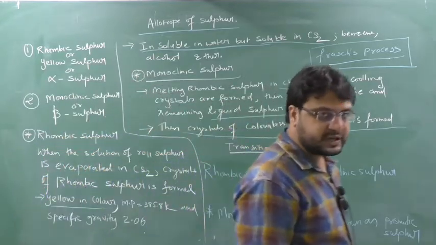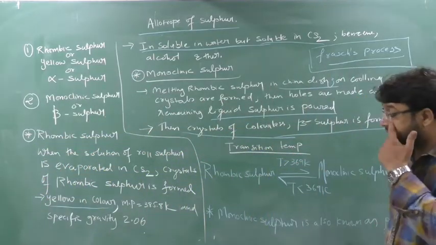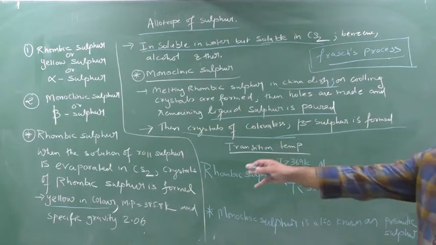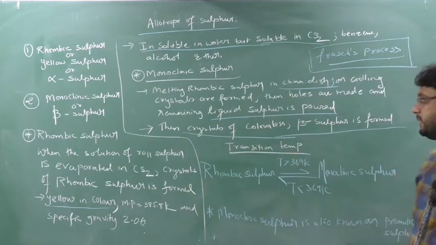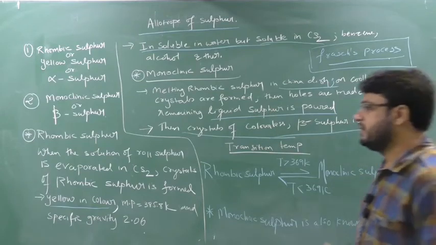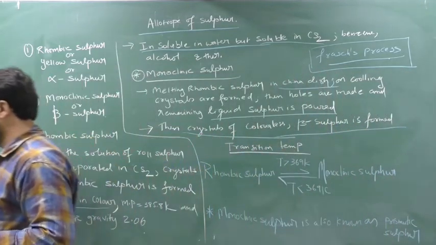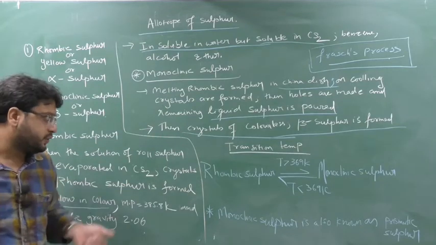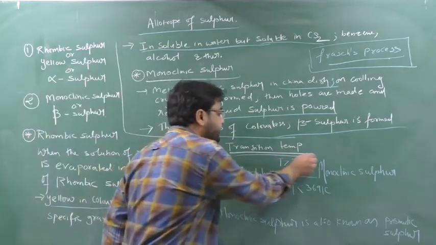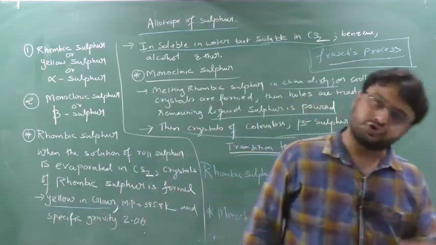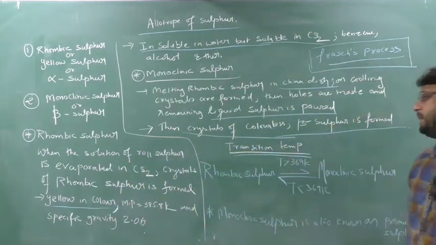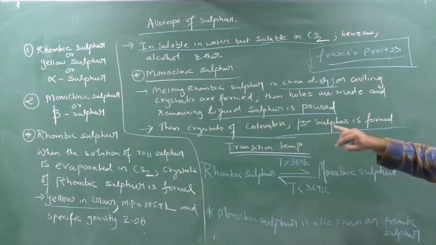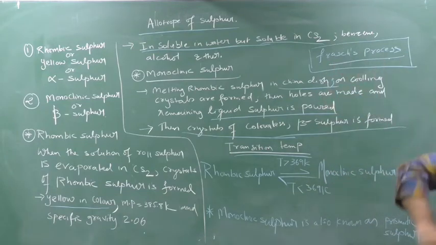Clear? These are good topics, rhombic sulfur and monoclinic sulfur. They can ask you the difference also. Other things I have not written here, like boiling point and melting point, you can write down. Now the most important topic I am going to discuss is transition temperature. This is the most important topic of today. What do you mean by transition temperature? It is the topic related to the allotropes of sulfur.